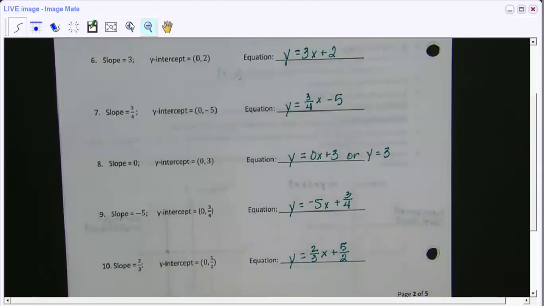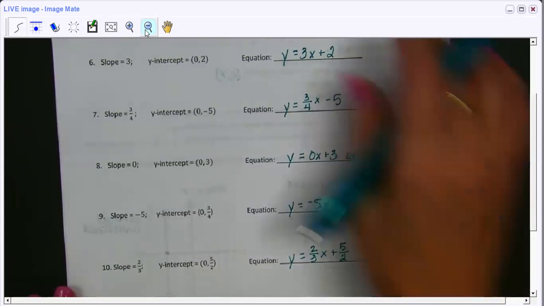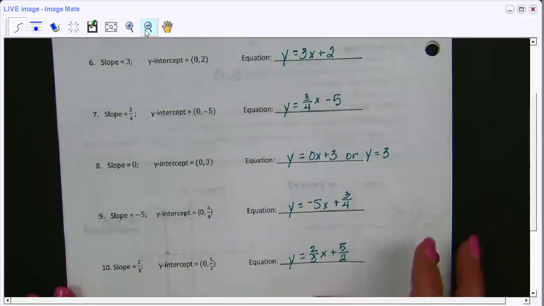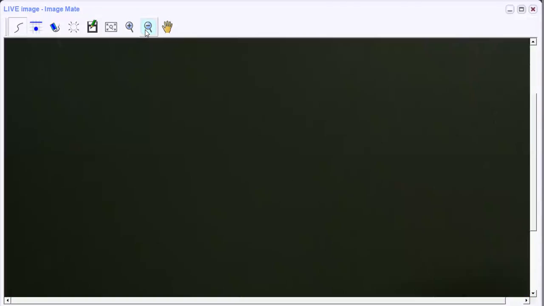I will say that typically we don't deal with fractions like this, especially when we graph. But for some reason, this curriculum has fractions as y-intercepts. So I'm going to show you in our notes how to estimate your graph when your y-intercept is a fraction. Are there any questions on this part? Okay. All right, let's go. Oh, that was my answer key. Let's go to the next page.